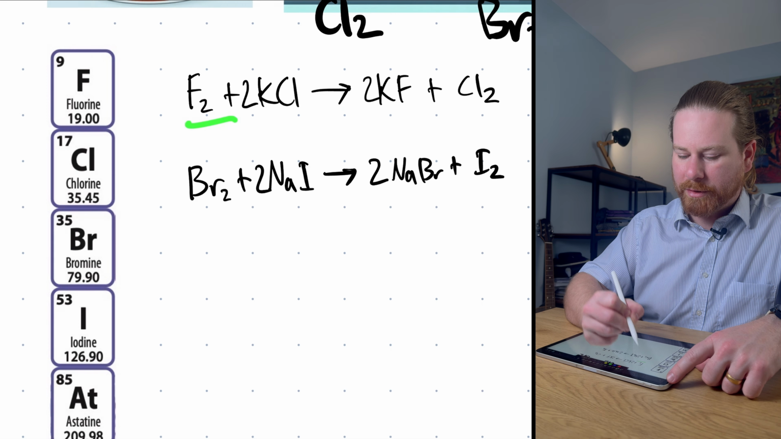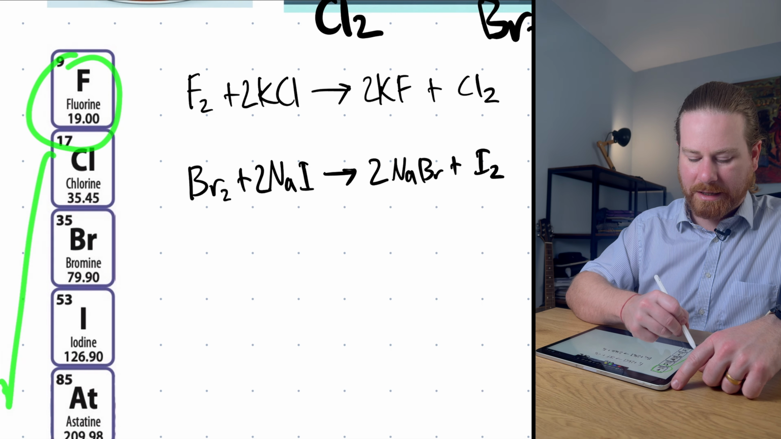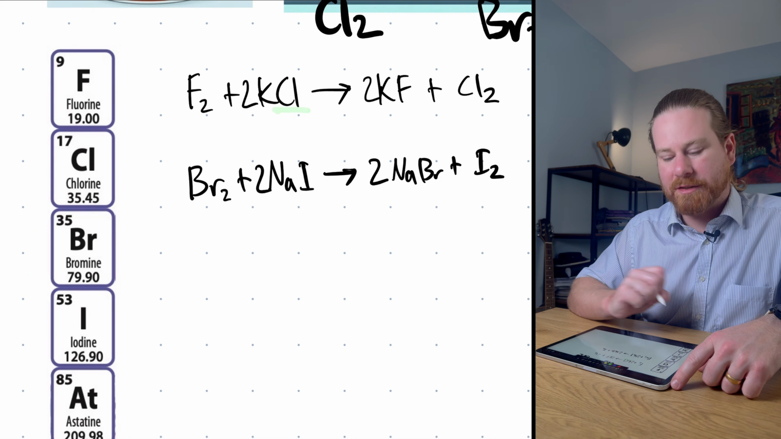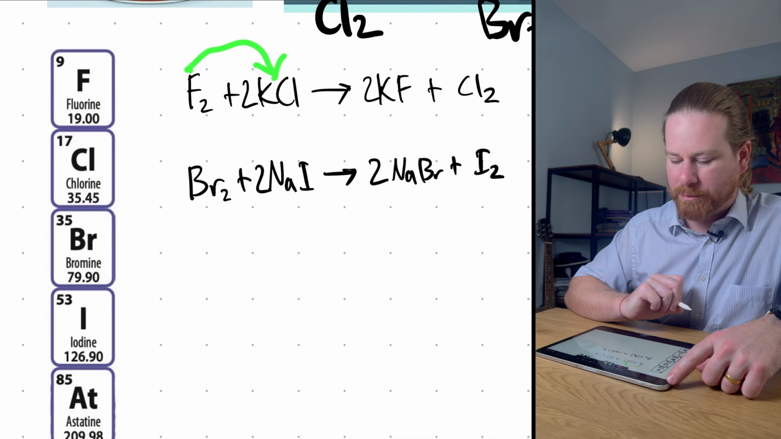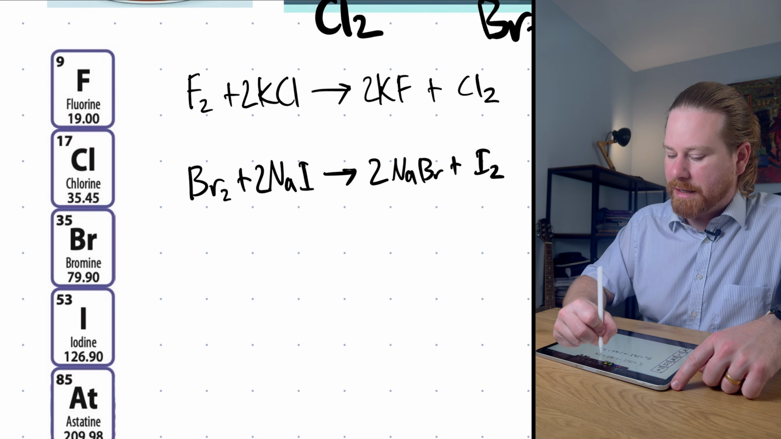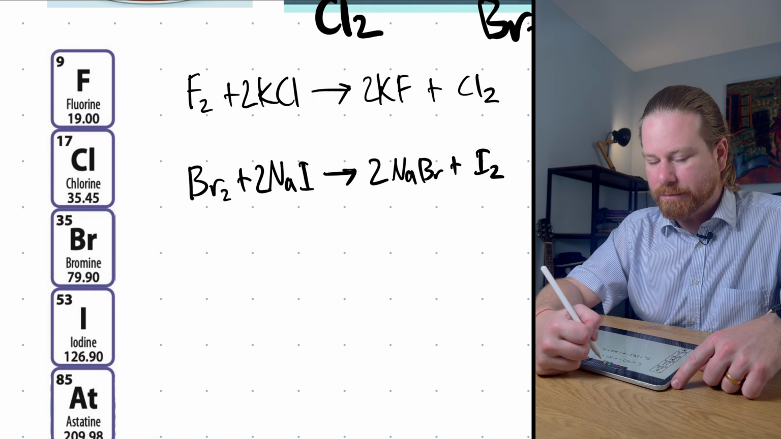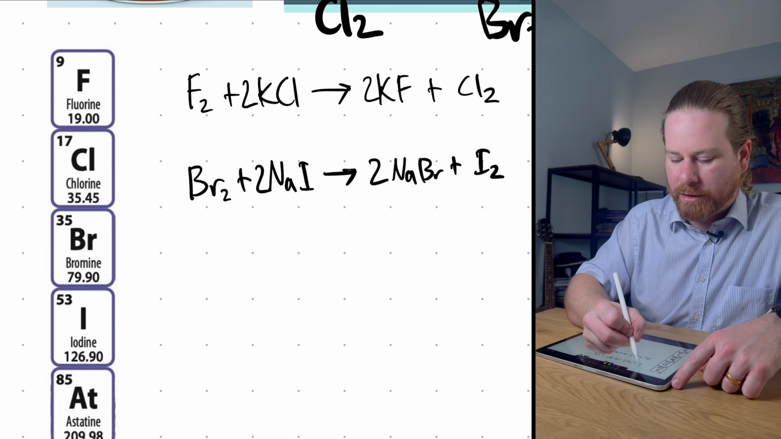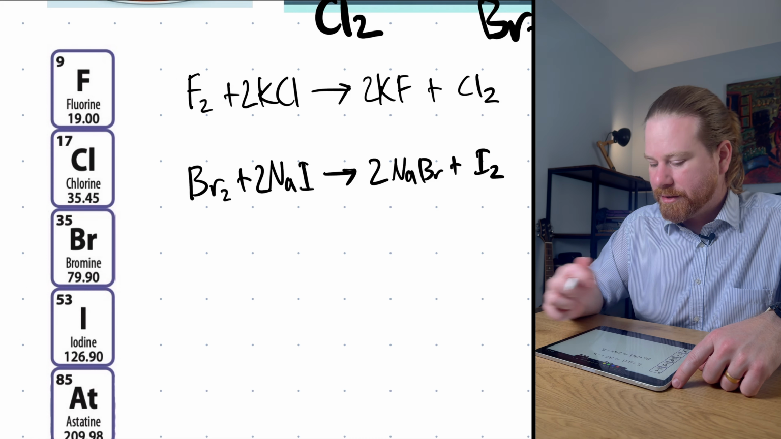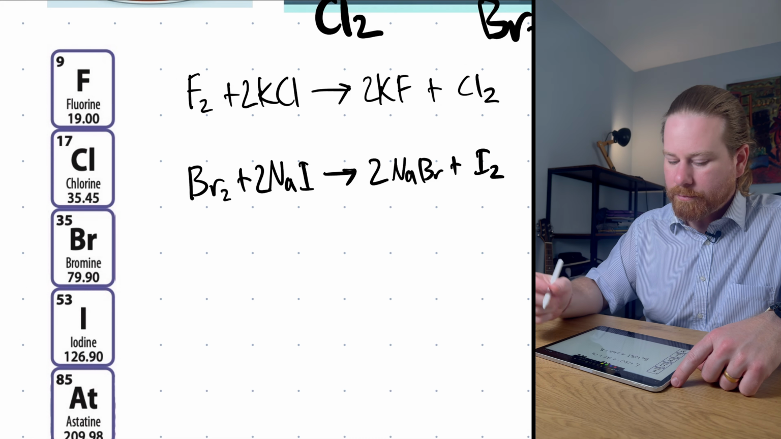So we've got fluorine. Fluorine is the most reactive halogen, so fluorine could displace any of the other halogens out of their compound. This time it's displacing chlorine. Fluorine is pushing the chlorine out, getting a new compound formed, and we're getting chlorine made. So with this one, what would we observe? We would have a pale yellow gas change into a pale green gas.